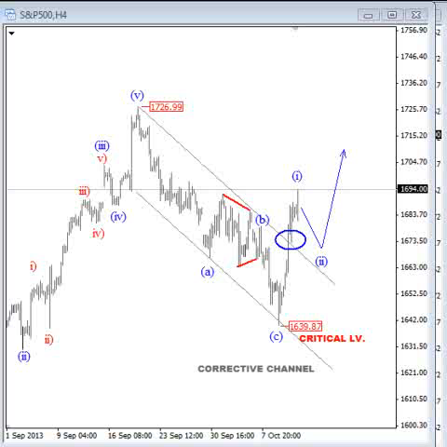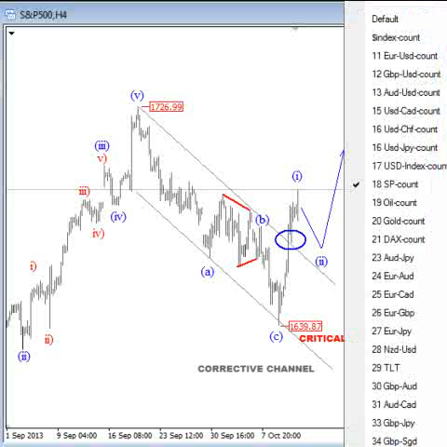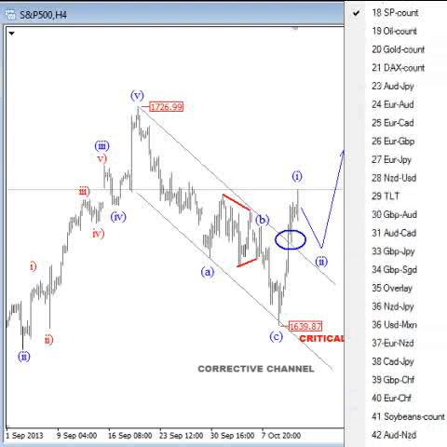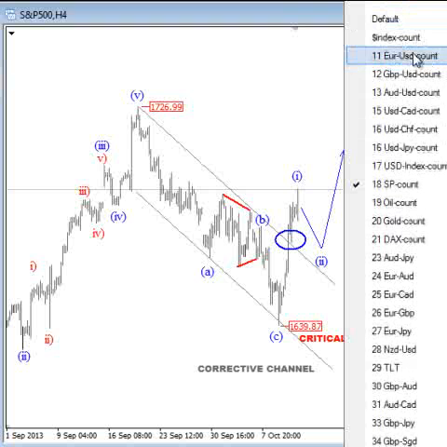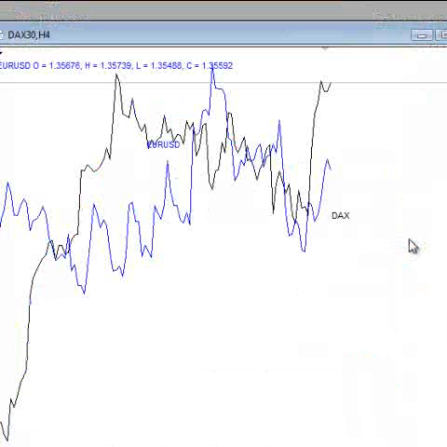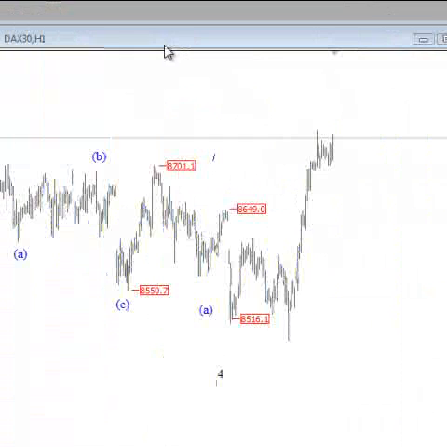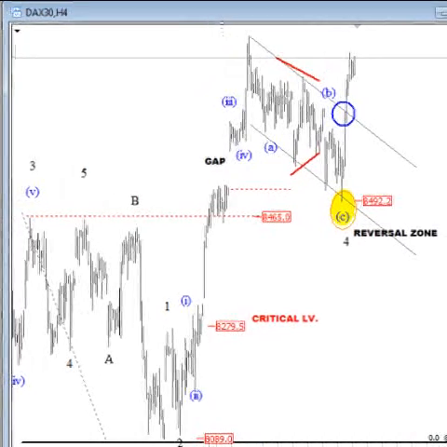I can also take a look at the German DAX, for example. Just let me find where I have the DAX. Too many markets, just bear with me, please. Okay, here it is, German DAX.